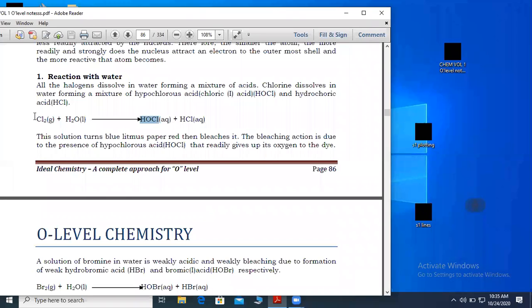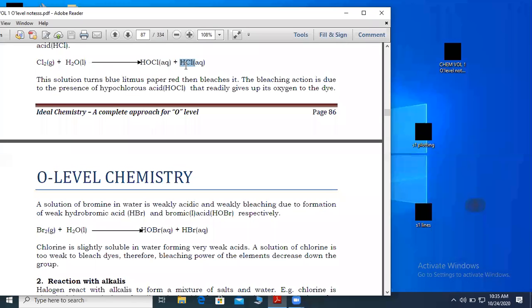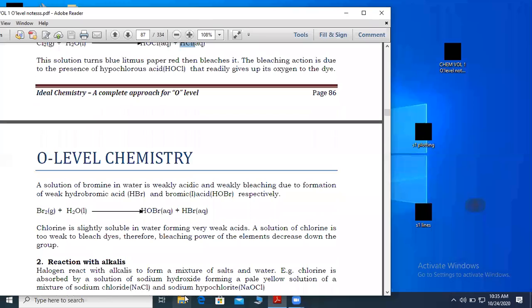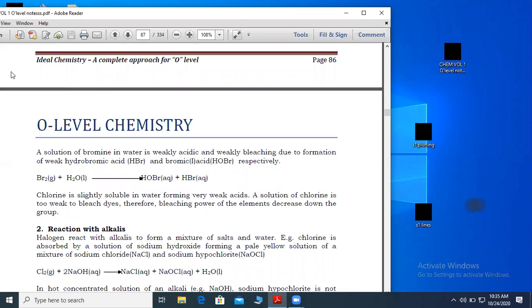So for now, I only want you to know the reaction of chlorine with water. Know that it forms two acids, that is hypochlorous acid and hydrochloric acid. This is very important. We now go to reaction with alkalis. Since a solution of chlorine has hydrochloric acid, it means that chlorine solution is acidic because it contains hydrochloric acid. And since it is acidic, it reacts with sodium hydroxide.